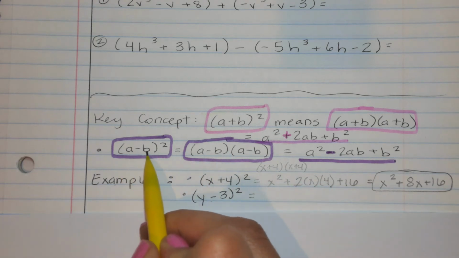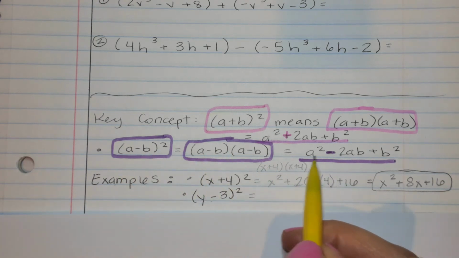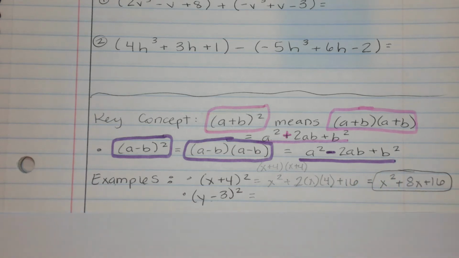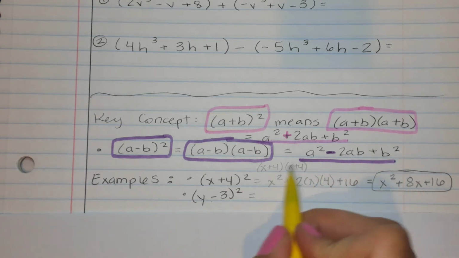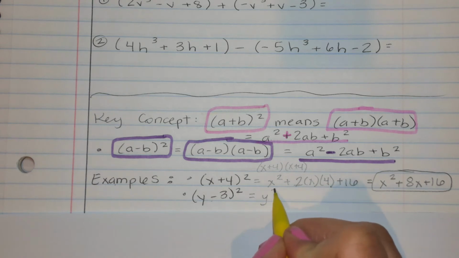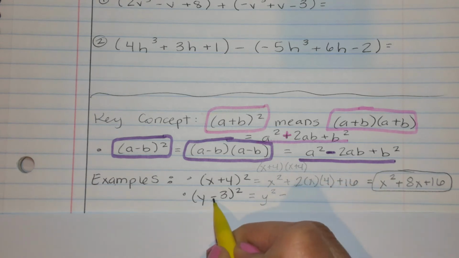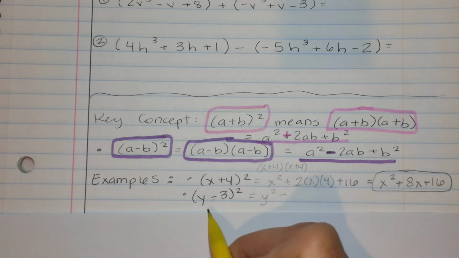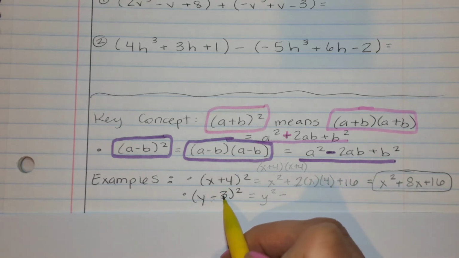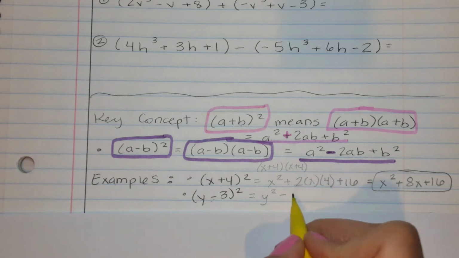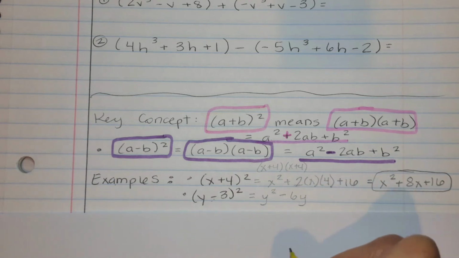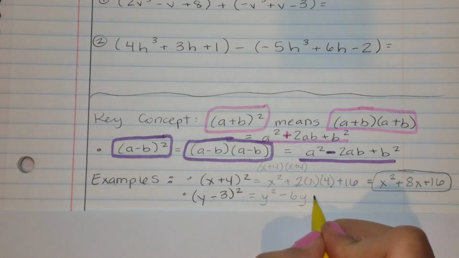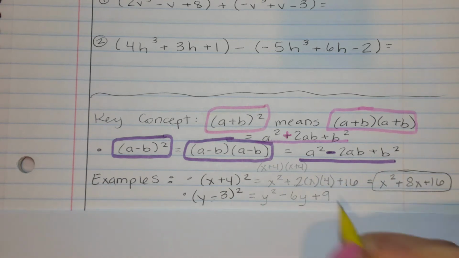I'm going to go from a minus b squared to a squared minus 2ab plus b squared. So a squared would be y squared. Then I have a minus sign since there's a minus in here. I'm going to do 2 times a times b, so 2 times y times 3. 2 times 3 is 6, so it's 6y. And then my last one is plus b squared, so that'd be plus 3 squared, so plus 9.